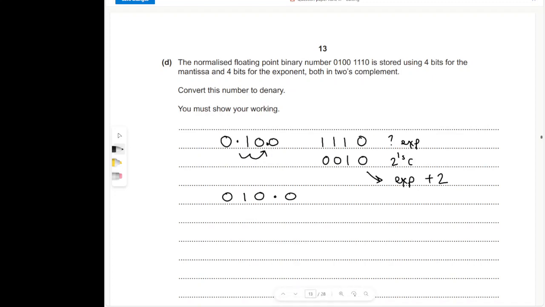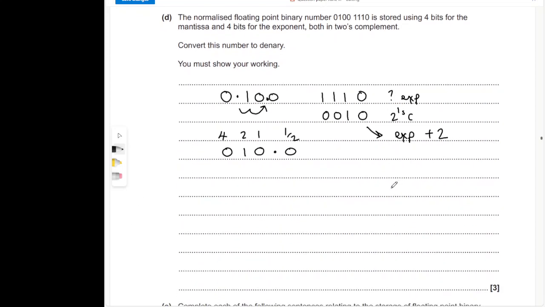Put some column headings on so we can read it. There's no point in putting a column heading there. So it's 1, 2, 4. Oh, I'll put the half on, doesn't really matter. I'm converting it to denary. Okay, so that becomes 2. Again, it's about clarity, but it's the process.